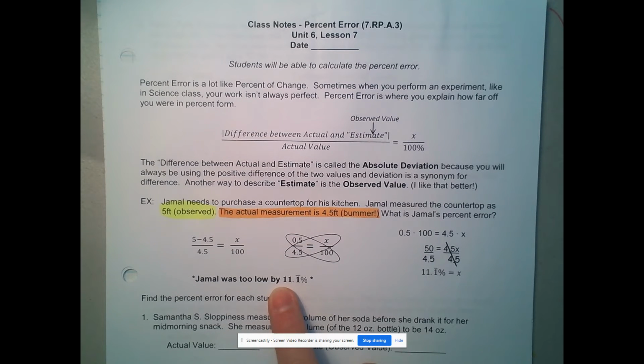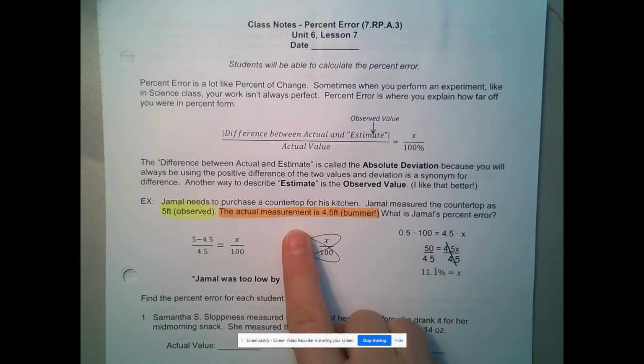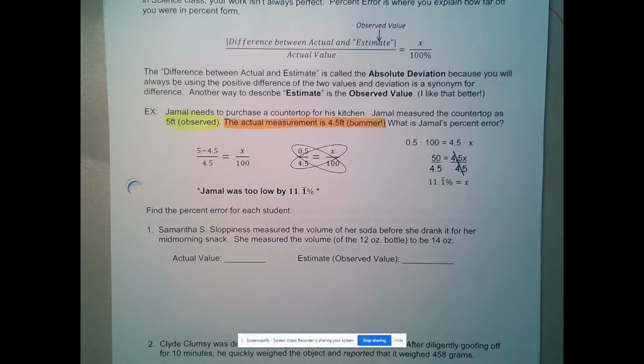That's a pretty huge error. If you say, oh, he was off by 6 inches, or, oh, he was off by half a foot, that doesn't really tell us anything. This percent is telling us he was more than 10% off. That's pretty significant.